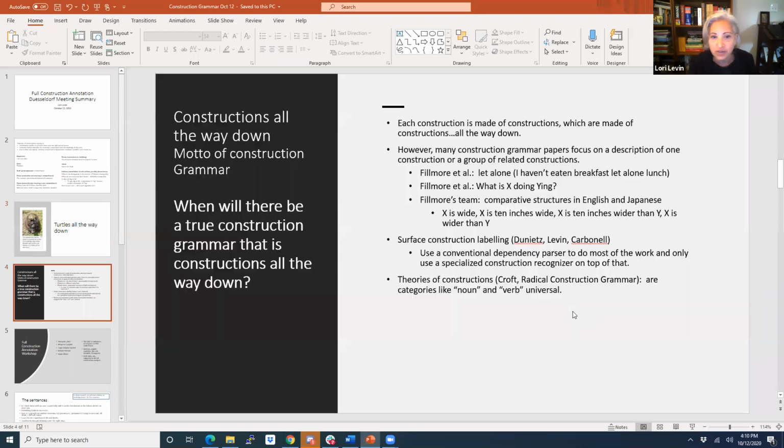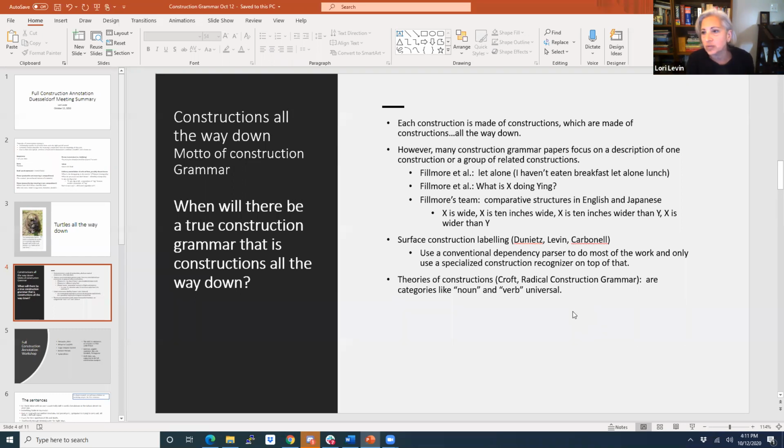And that's a motto of construction grammar, except it's constructions all the way down. Each construction is made of constructions, which are made of constructions all the way down. However, although construction grammar has become so popular that there are many different kinds of it, there's radical construction grammar, sign-based construction grammar, all kinds of construction grammars.